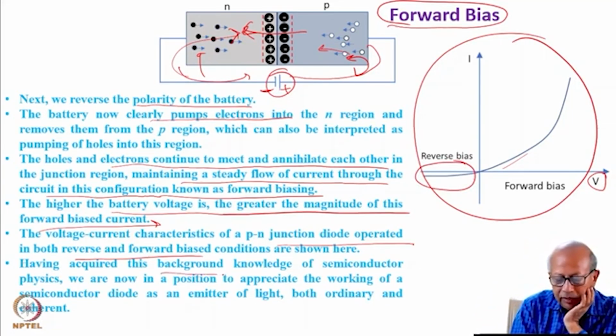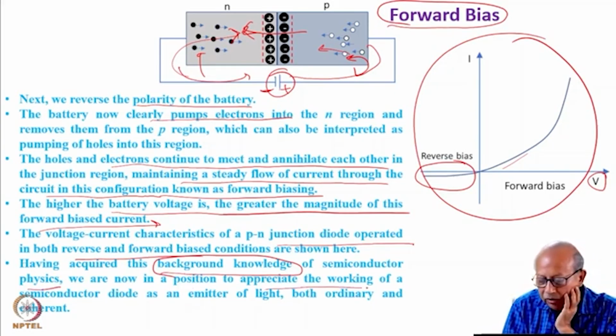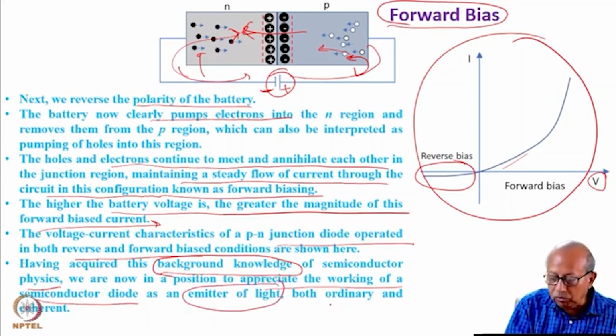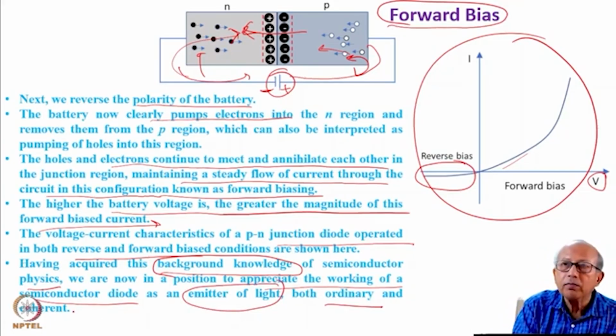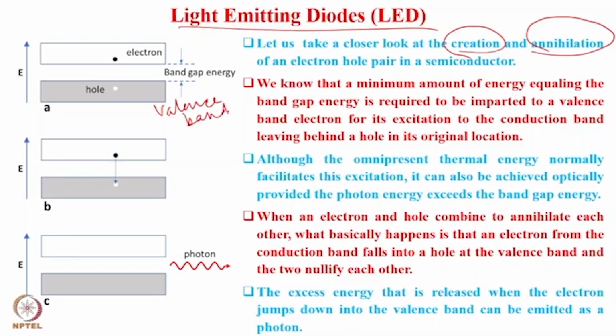So having acquired this background knowledge of semiconductor physics, we are now in a position to appreciate the working of a semiconductor diode as an emitter of light, both ordinary as well as coherent. So let us now focus on light emitting diodes. Let us take a closer look at the creation and annihilation of an electron-hole pair in a semiconductor. So you have this is the valence band and this is the conduction band.